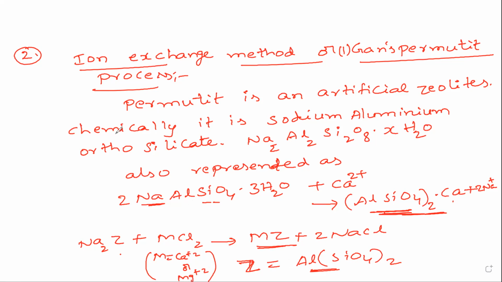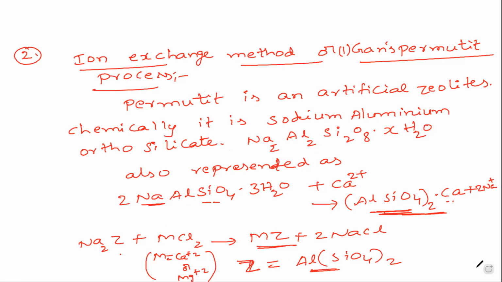Due to which, what happens? Hardness is removed. So this is called the second method, the permutit process. It is also called the ion exchange method because sodium ions are exchanged with calcium or magnesium ions. In this case, sodium ions are exchanged with calcium or magnesium ions. So this is the second method. I hope it is clear.